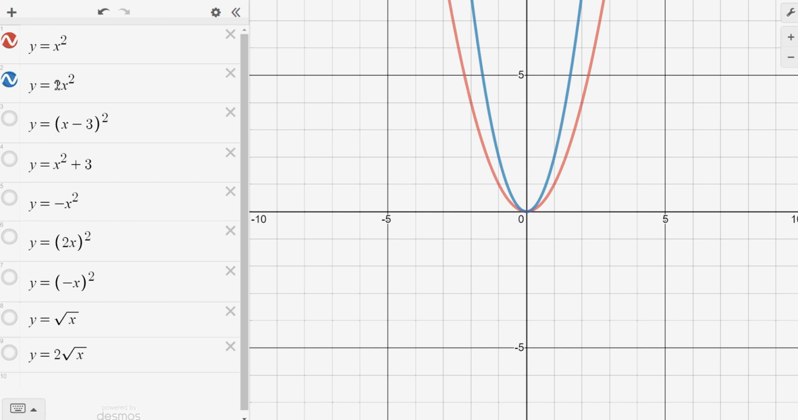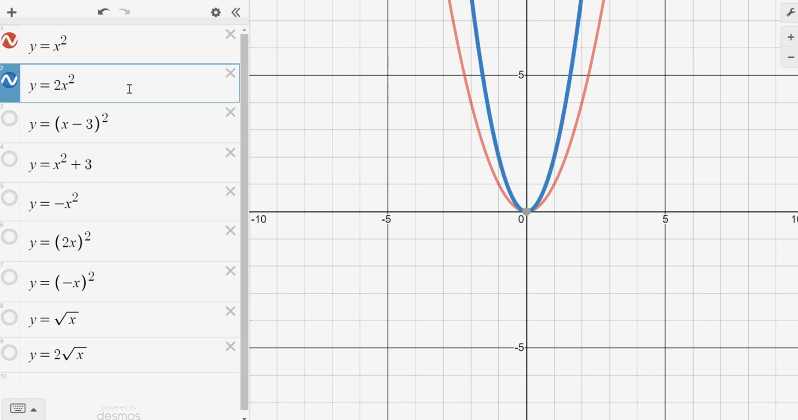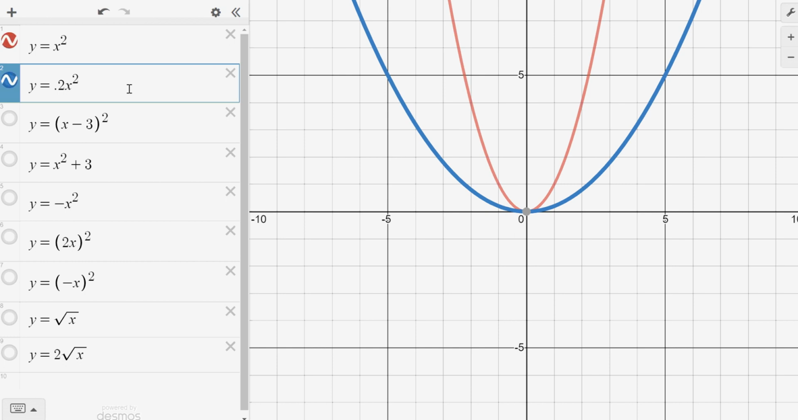So a number out in front, if I change this to a 0.2, it makes it wider. So what happens is, if the number is bigger than 1, it's going to be a vertical stretch, or skinnier. If it's between 0 and 1, then it's going to make it wider. It's called a vertical compression, pushing the graph down.